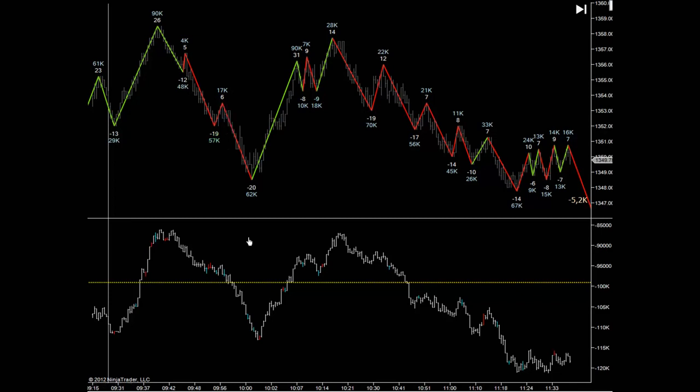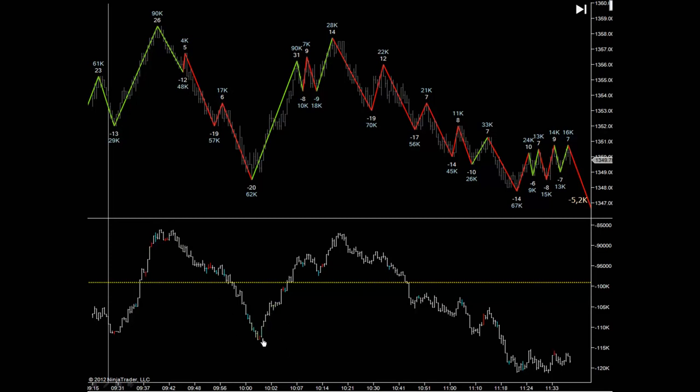Okay, and again, look at the delta on that pullback. We're moving sideways a little bit, but there's really no delta move there. Now it's the reversal in the delta that tells you to switch your bias. So we can see a reversal in the delta here, and we can see a reversal in the delta there.